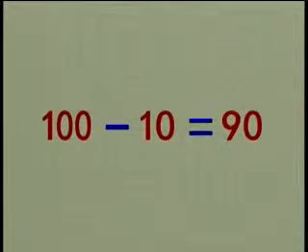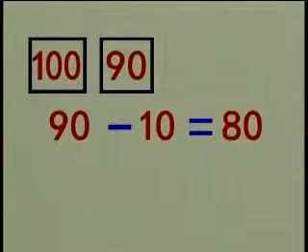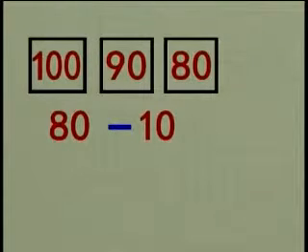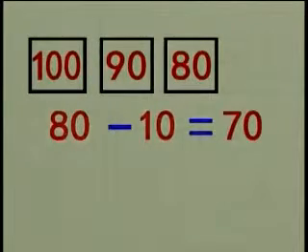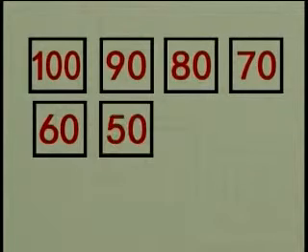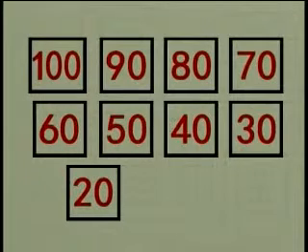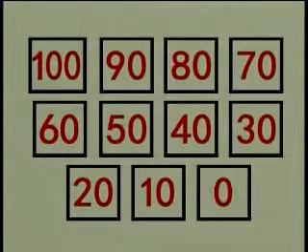So if we start with 100, the next number will be 100 minus 10, which is 90. After 90 comes 90 minus 10, which is 80. Next will be 80 minus 10. That is 70. After 70 will be 60, 50, 40, 30, 20, 10, and 0.